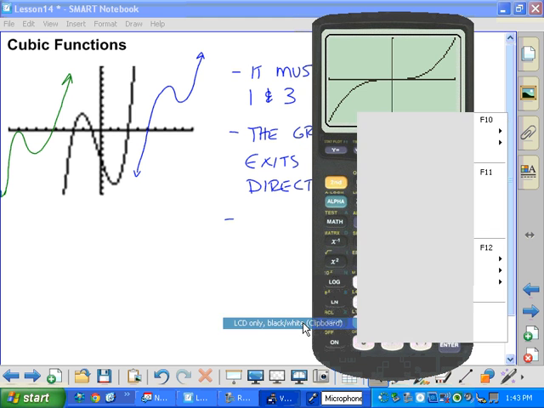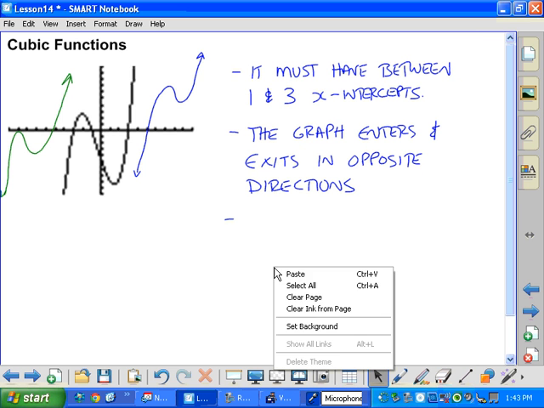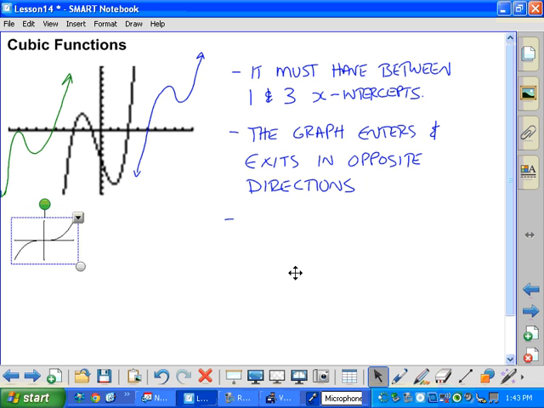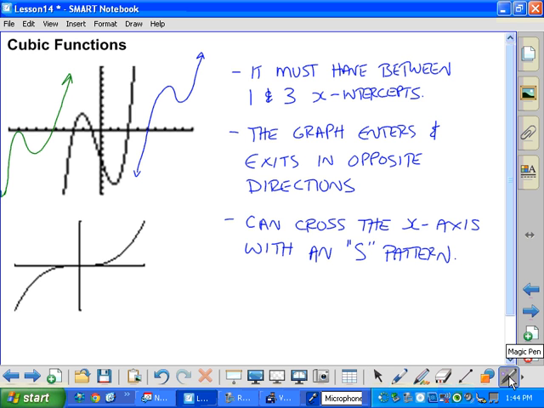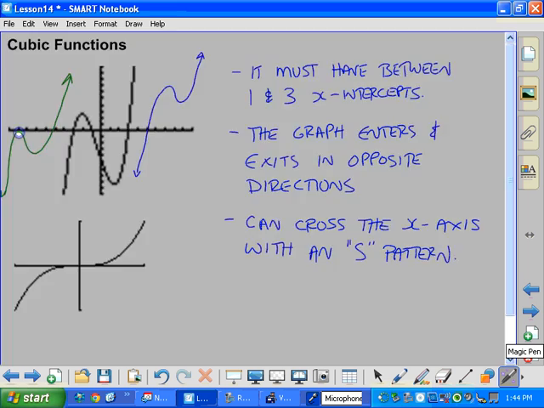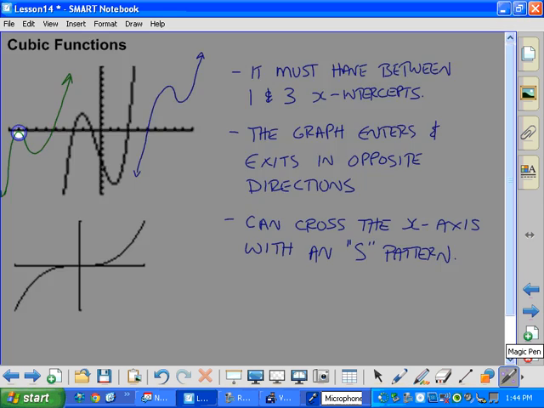So when it crosses that x-axis, it can cross the x-axis with an S pattern. Now all the other patterns can be found here. Okay? Here's our parabola. Okay? So yes, there's our parabola.